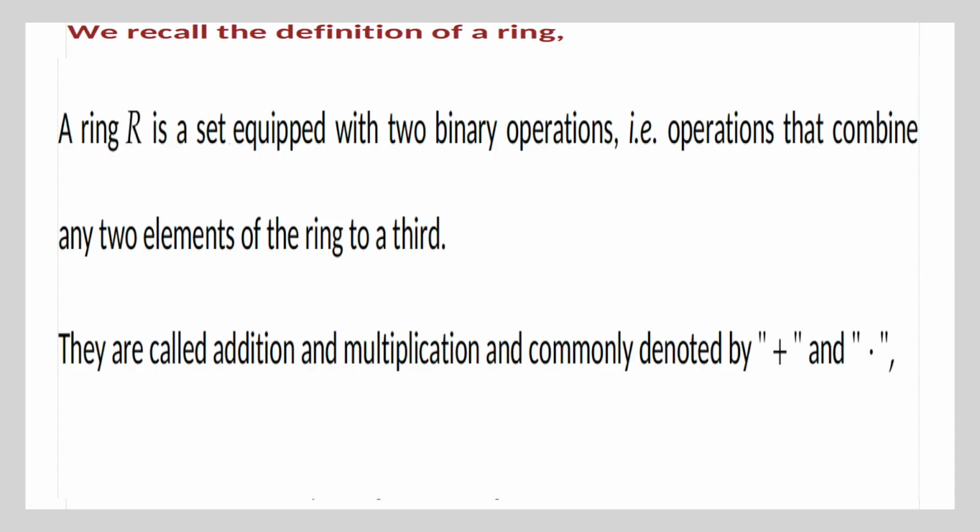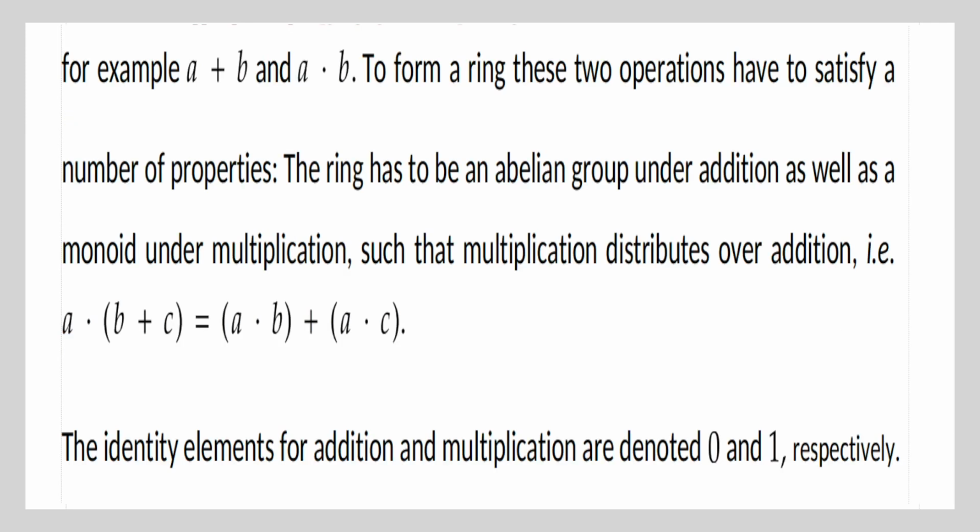A ring R is a set equipped with two binary operations, that is, operations that combine any two elements of the ring to a third. They are called addition and multiplication and commonly denoted by plus and dot. For example, a + b and a · b. To form a ring, these two operations have to satisfy a number of properties.